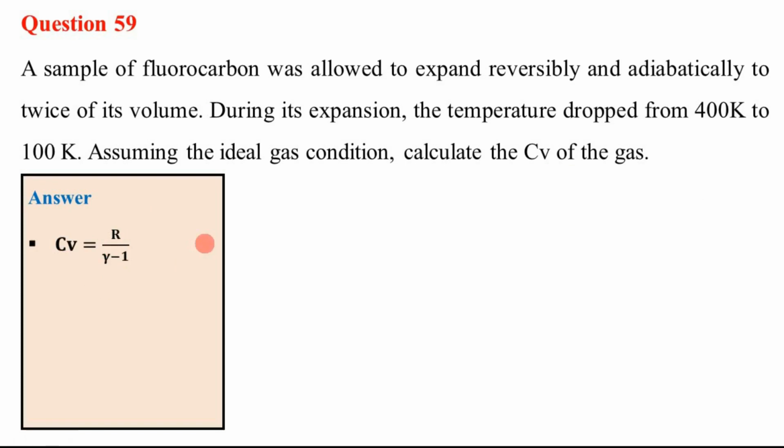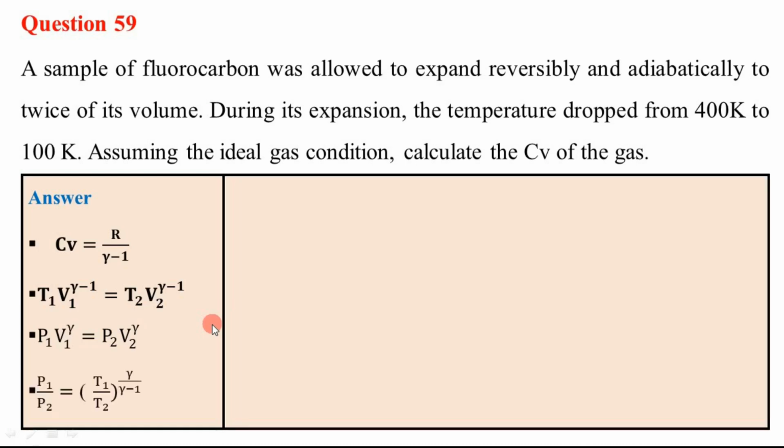CV is equal to gas constant over gamma ratio minus 1. What we don't have, so we don't have the gamma, we can calculate the gamma ratio. Calculating the gamma ratio from the final temperature or final pressure. So the formula to calculate the final temperature or the final pressure, we can use them to calculate this gamma ratio. We have P1 and P2, we don't have. We have T1 and T2. So you can use then this formula to calculate the gamma ratio. After getting the gamma ratio, then we replace the gamma ratio to calculate the CV.